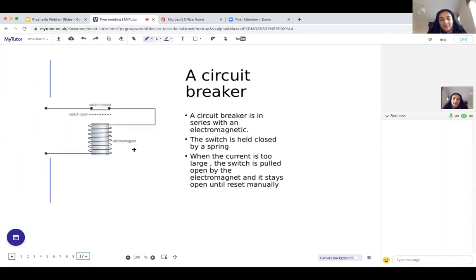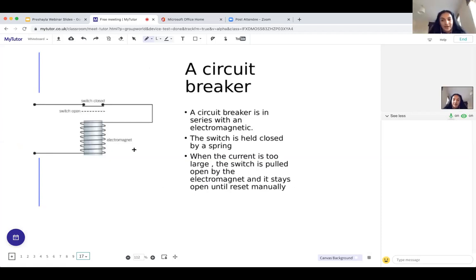Moving on then to another application, which is the circuit breaker. A circuit breaker is in series with an electromagnet. The switch is held closed by a spring. When the current is too large, the switch is pulled open by the electromagnet and it stays open until it's reset. So the electromagnet attracts the switch and forces it open, which breaks the circuit. The electromagnet can detect if that current gets too large, it will attract the spring and open the switch. If the switch is opened, the circuit is broken.